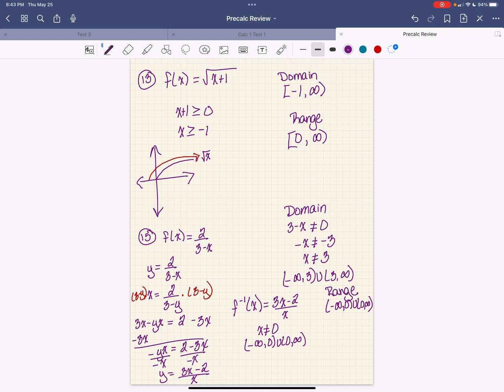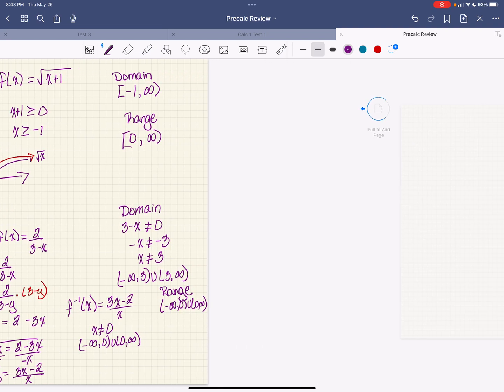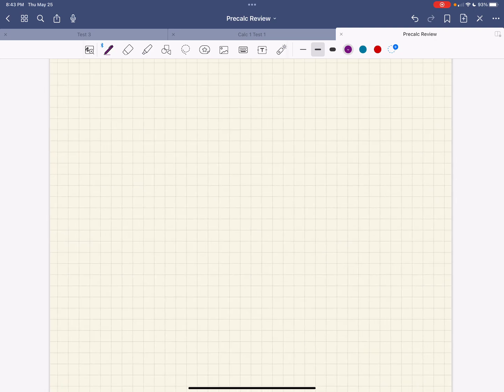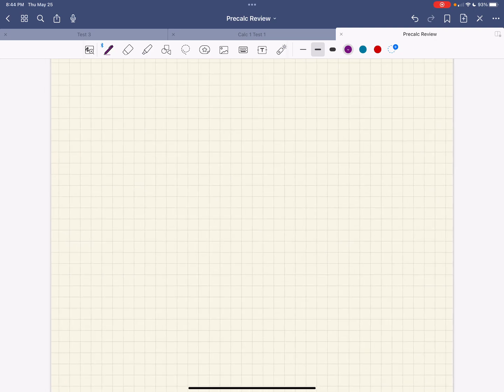Okay, let's move on to the next one. So that was 13 and 15. Now we're looking at 17. And this, again, this is on your chapter review. So 17 is wanting us to determine if the function is increasing, decreasing, or neither.